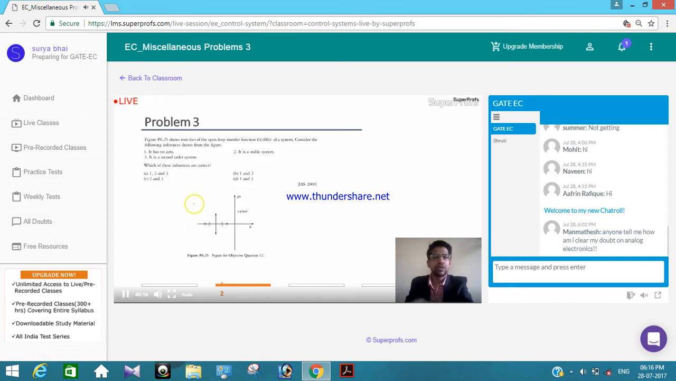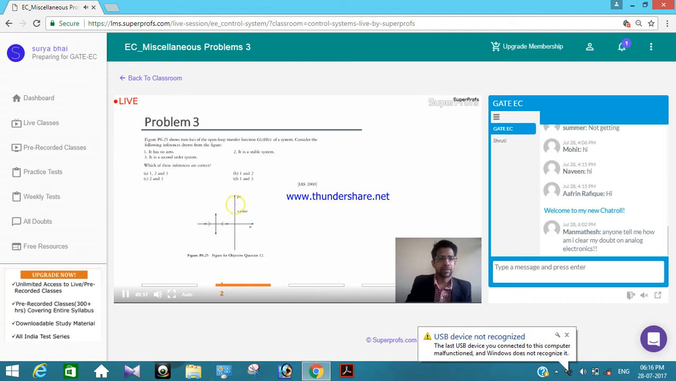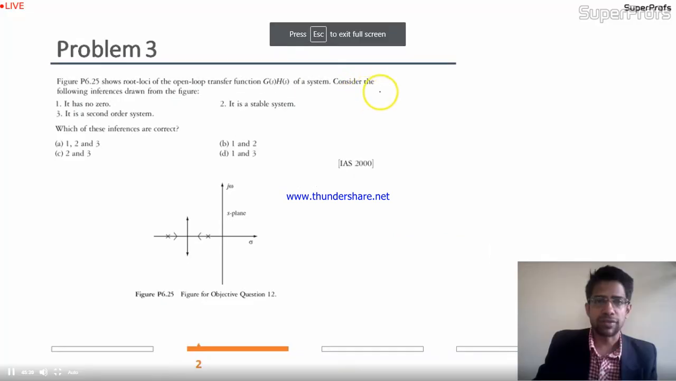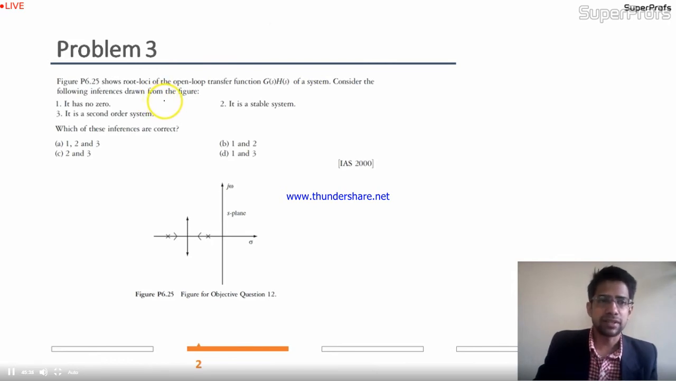Let us go to problem number 3, wherein the given figure shows root loci of the open loop transfer function G(s)H(s) of a system. Consider the following inferences drawn from the figure. There are 3 statements given and we need to find out which of the statements are correct from the given figure. Now you see the root loci diagram. Now we will read the statements and cross check.